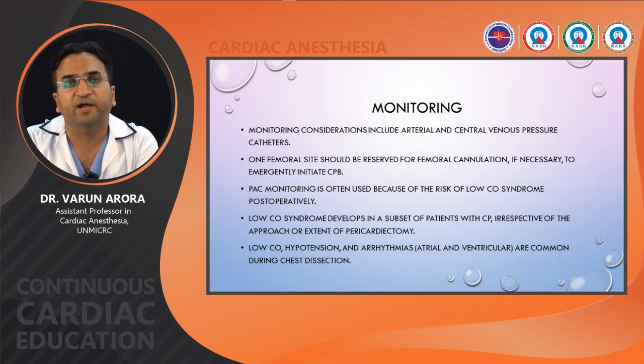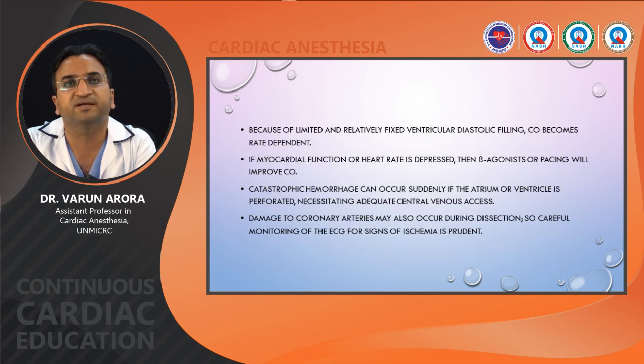Low cardiac output, hypotension and arrhythmias, atrial and ventricular, are common during chest dissection. Because of limited and fixed ventricular diastolic filling, cardiac output becomes rate dependent. If myocardial function or heart rate is decreased, then a beta agonist or pacing will improve cardiac output. Catastrophic hemorrhage can occur suddenly if the atrium or ventricle is perforated, necessitating adequate central venous access. Damage to the coronary artery can also occur during dissection, so careful monitoring of the ECG for signs of ischemia is prudent.